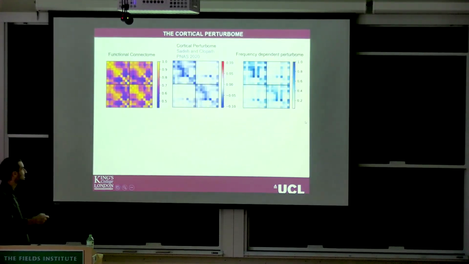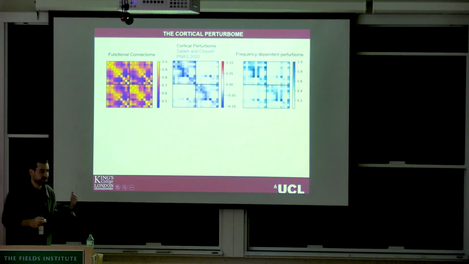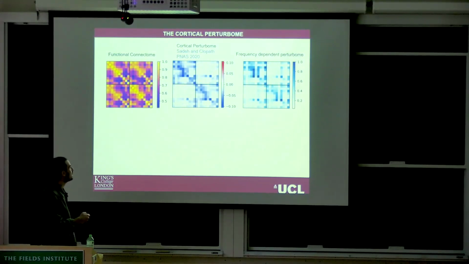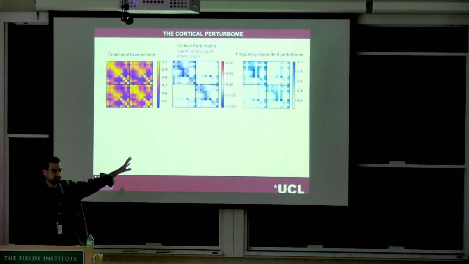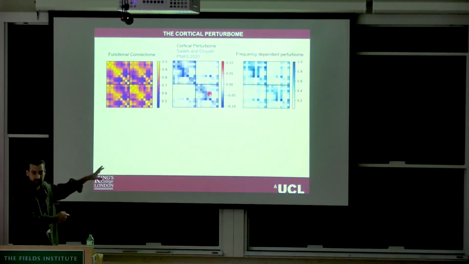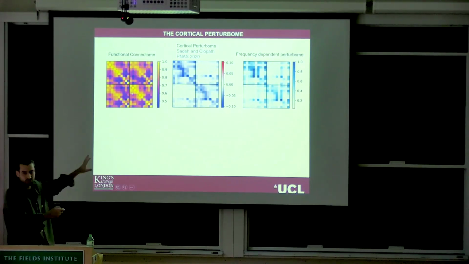And you can summarize these results in the cortical perturbome as defined by Sada and Klopath, which is basically that previous image, but in a matrix. And we know that correlation is not causation, and indeed this thing here is very different from this. I'm using a different color palette because the unit of measurement of this is delta F over F. This is correlation, so it wouldn't be fair to use the same color palette.